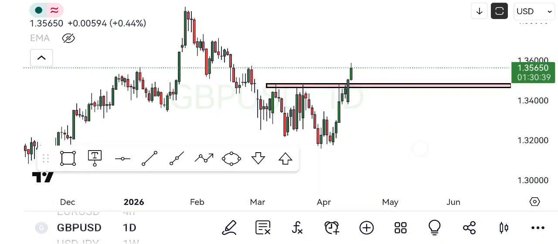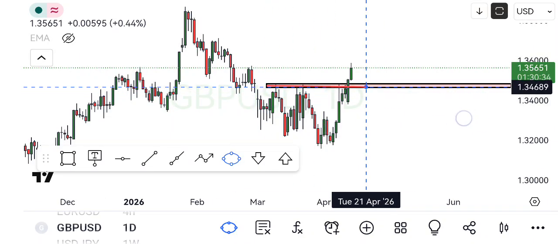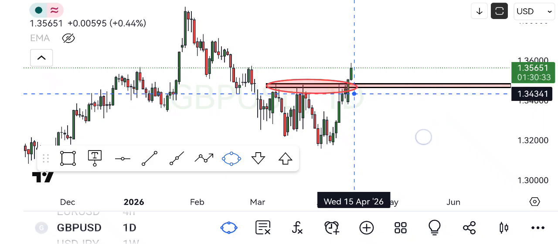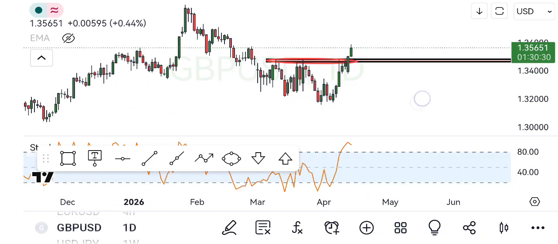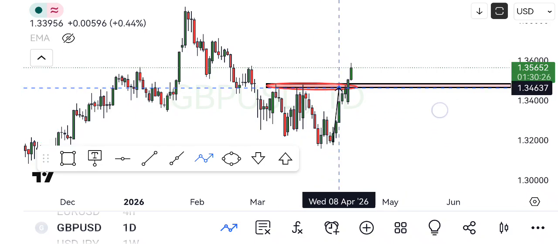Because I was waiting for the price to come to this area, it eventually did. It eventually came to retest this area.